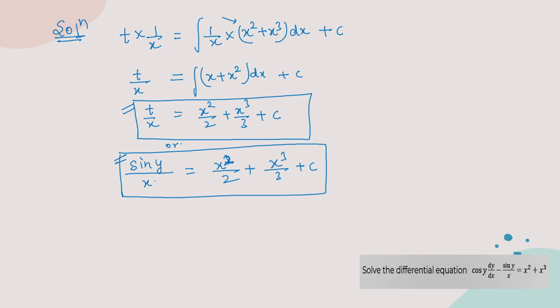Have we done some mistake? T by x. It is correct, right? It is correct. So if you want, then you can multiply the x both side, and then it will be more modified, right? But it's up to you. Okay. So this is it.